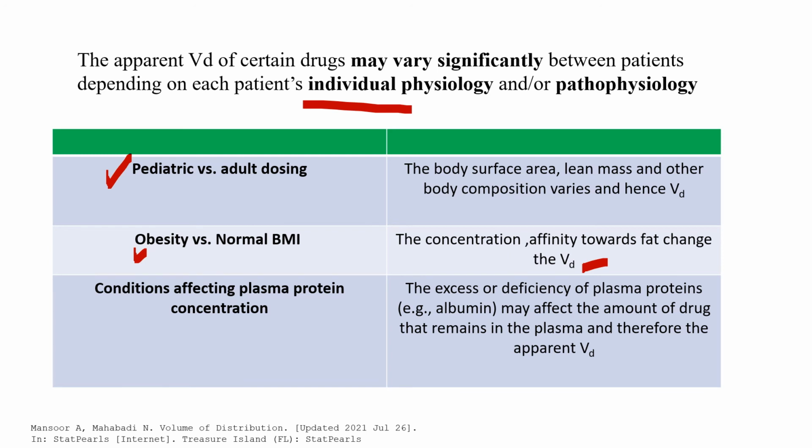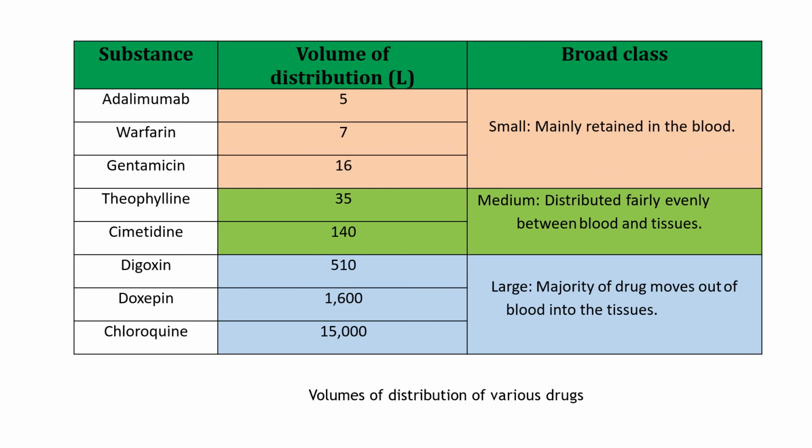So you have, for example, liver disease, in which the protein component in your blood is quite low. In that case, the drug will not bind to the plasma protein, and excess free drug will be there, and it may affect the amount of drug that remains in the plasma, and therefore the apparent volume of distribution. So the important point is that the volume of distribution is different in these situations, and utmost care has to be taken in dosing in different patients.